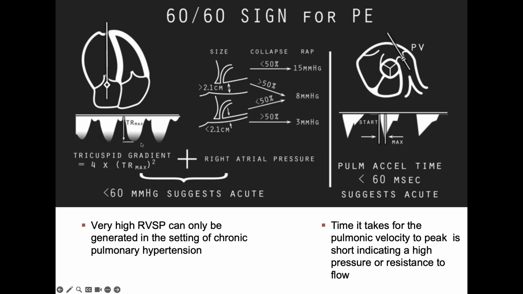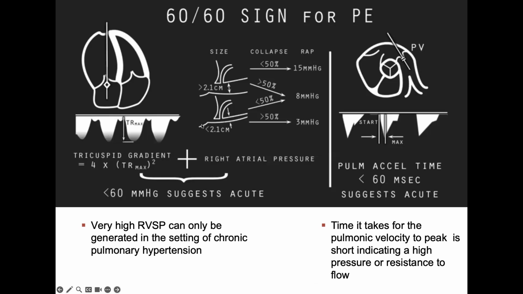Here's your max velocity. Bernoulli's modified equation is going to take that max velocity and give you a change in pressure. Then you would add the change in pressure across these 2 chambers to the right atrial pressure, and that will give you your RVSP. So to get the right atrial pressure, again, we did this in the hypovolemia lecture.